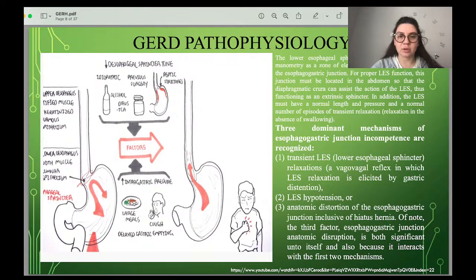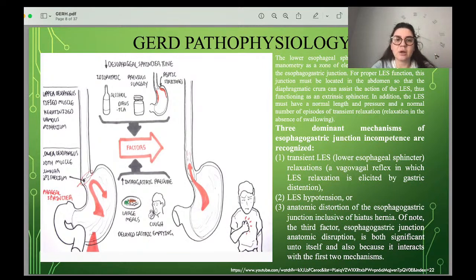First mechanism, it is transient low esophageal sphincter relaxation. It is a vasovagal reflex in which low esophageal sphincter relaxation is elicited by gastric distension. Yes, it can be open reflectory, not hernia. It's not a problem with the low esophageal sphincter, but reflectory, according to abnormal innervation, it can be opened.